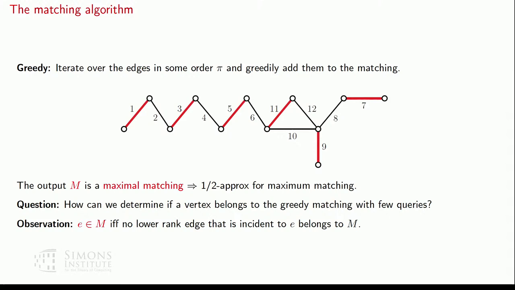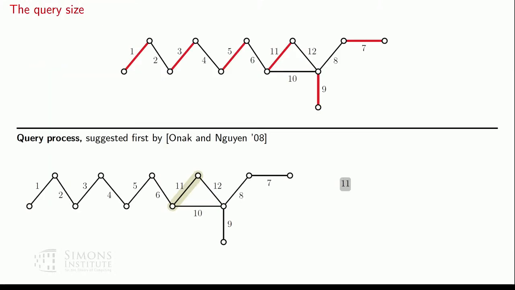Okay, given this observation, the idea for the oracle is as follows. This was first suggested by Onak and Nguyen in 2008. Suppose that we want to know if edge 11 is in the matching or not. What they do is recursively go over all of the edges incident to 11 and recursively ask if they're part of the matching or not. In doing so, it's better to start with the edge that has the smallest possible rank. Intuitively, if you draw this permutation at random, the edges that have lower ranks have higher probability of being part of the matching. So you want to find an edge that's in the matching as quickly as possible and terminate the process. So you start with the lowest rank edge neighboring 11, that would be 6.